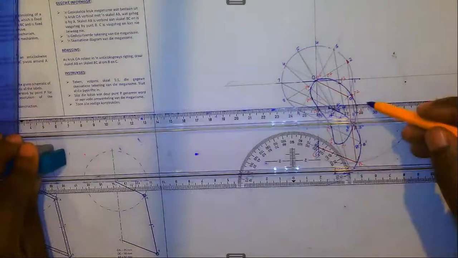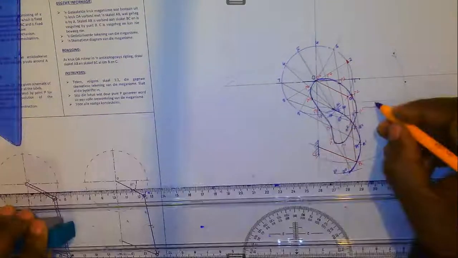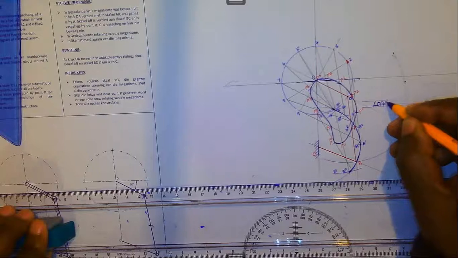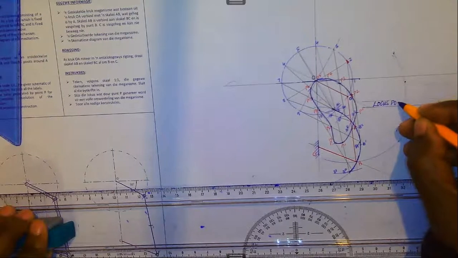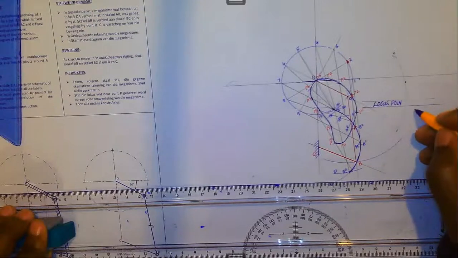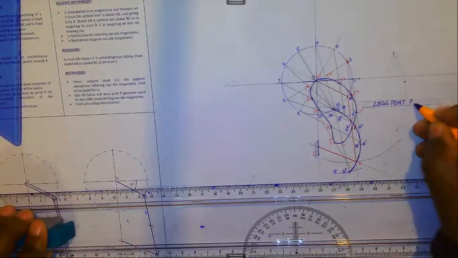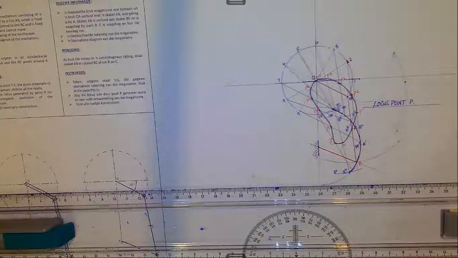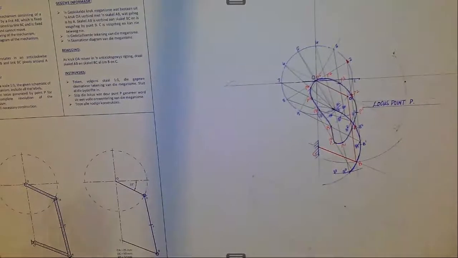So we can come here now and label locus point P. Right. If you do this, right, in an exam, you would be guaranteed that you would have, right, scored high marks. So boys and girls, I hope you understood what we did today in terms of our consolidation with regards to loci and mechanisms in particular.